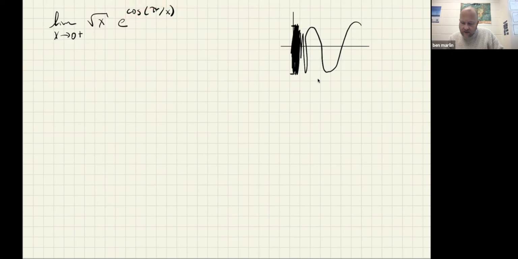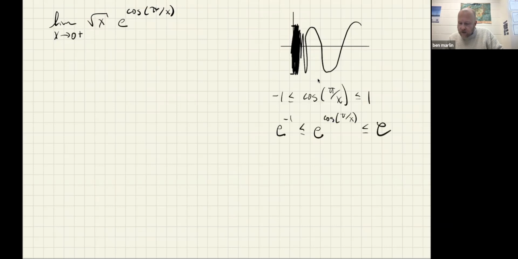But we can say this, -1 is less than or equal to the cosine of pi over x is less than or equal to 1, okay? And then because we've got that exponential in there, e to the -1 is less than or equal to e to the cosine pi over x, which is less than or equal to e to the 1. So e to the minus 1 is a little more than a third. And e to the 1 is like e, so a little bit less than 3.